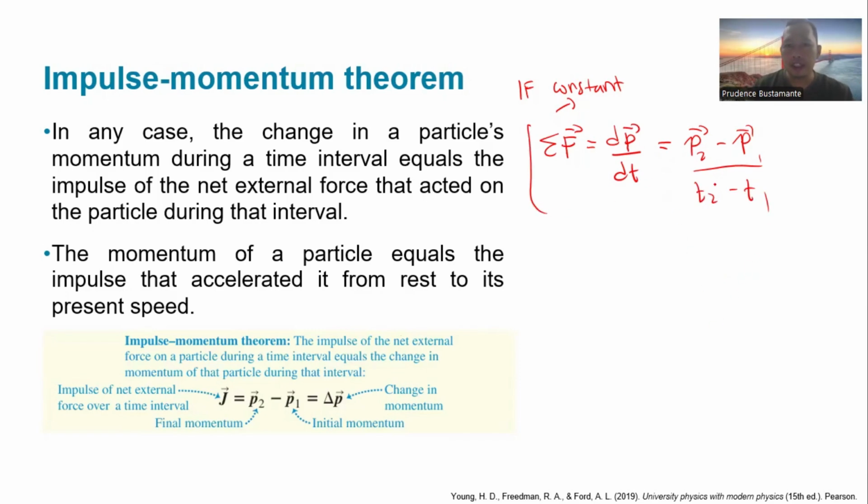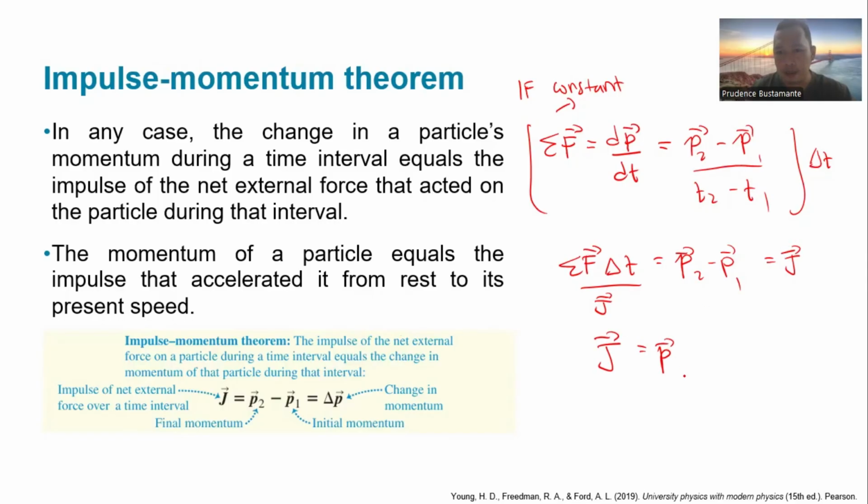If we multiply both sides by the time interval, T2 minus T1, we have the net force on the other side times the time interval, and we can cancel this one. So we have the change of the particle's momentum. This one term is just J. Therefore, this is equal to the impulse J. The impulse J is just equal to the change of the particle's momentum.